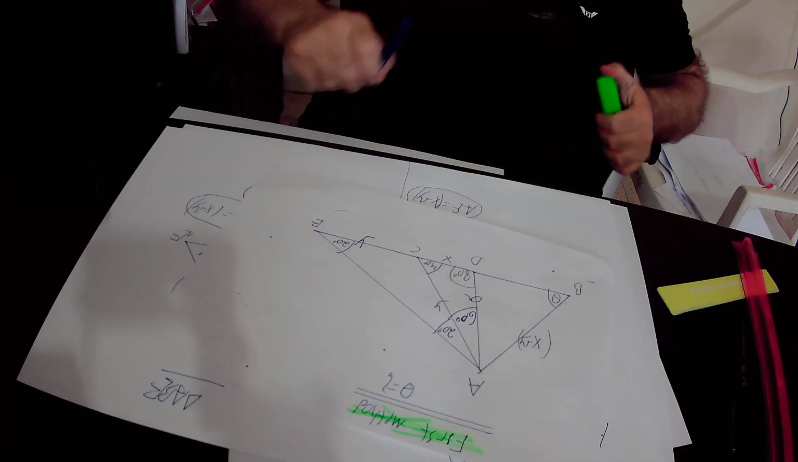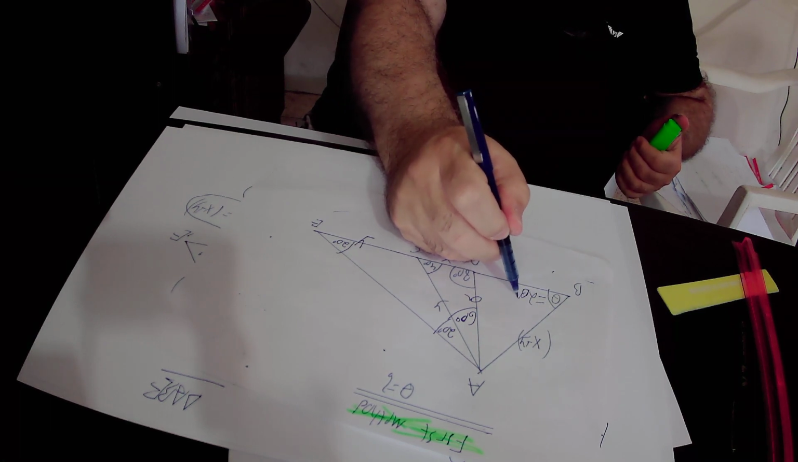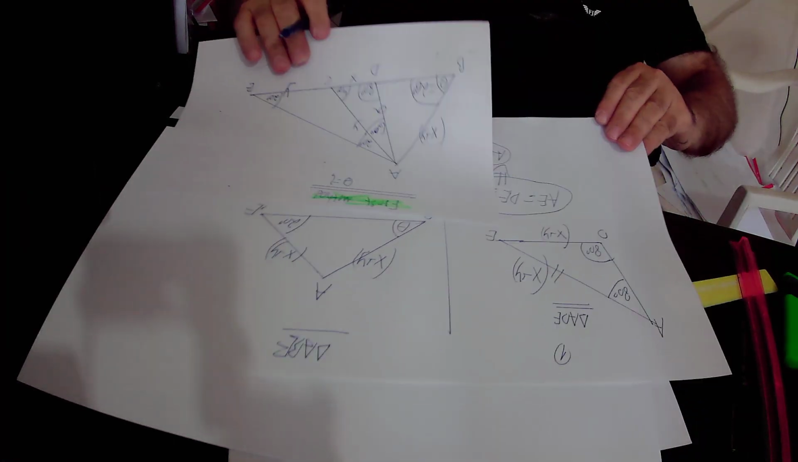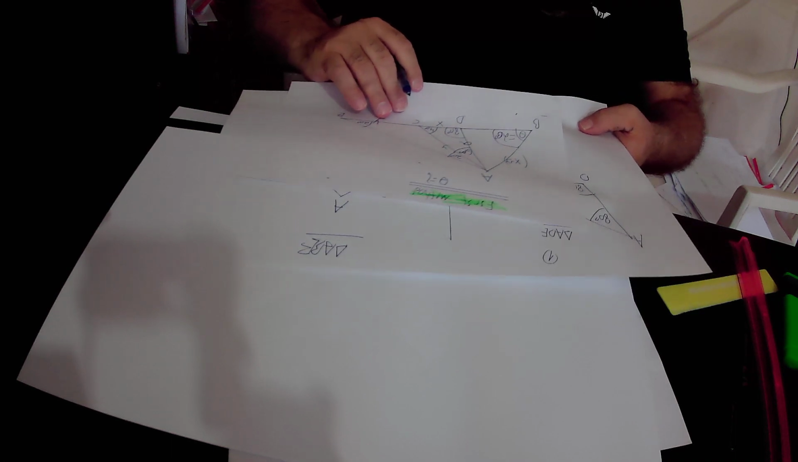This angle theta is equal to 20 degrees according to the first method. So we finished the first method. In the next step, I will present to you the second method.